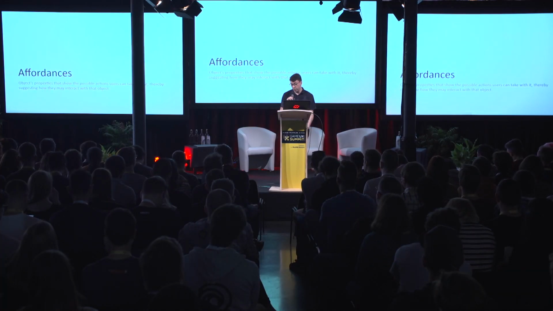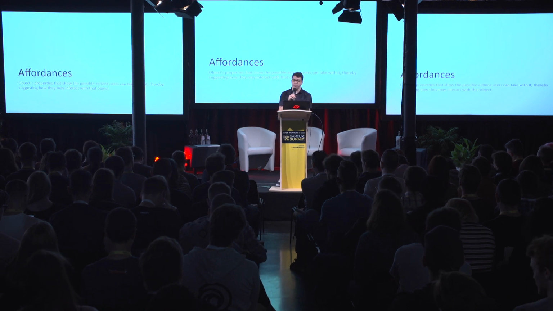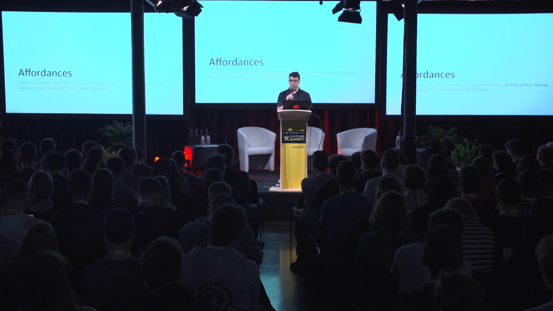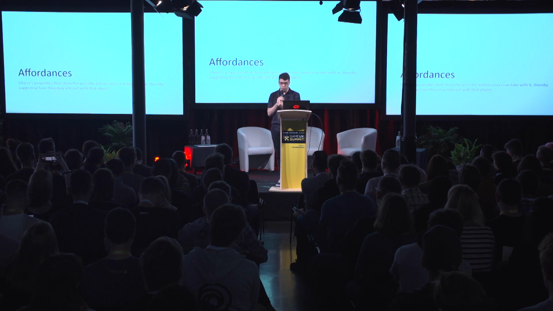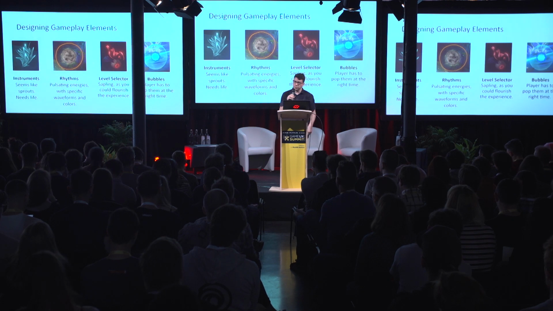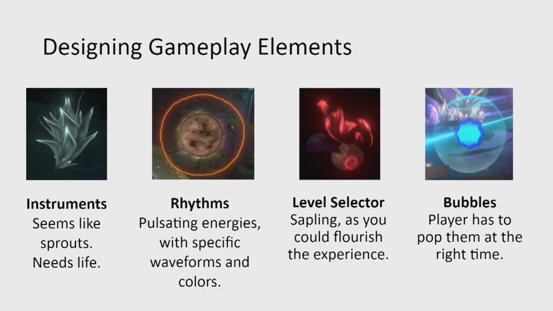So about affordances, it's a property that basically if something looks like glass, you expect it to behave like glass. If something looks like wood, you expect it to behave like wood. So in that sense, we started designing the gameplay elements, and it was work made very close with the art team, because they needed to understand some concepts about affordances and interactions that would help with designing the interactions.